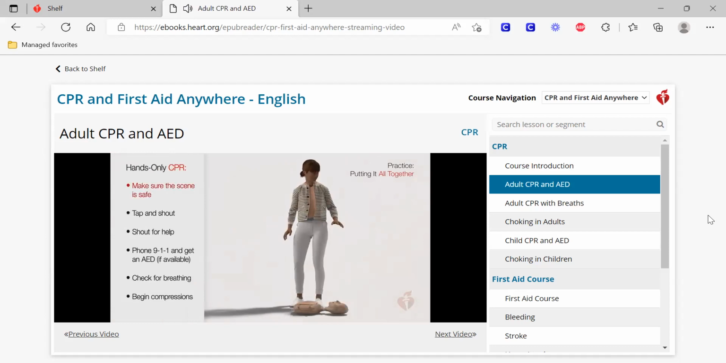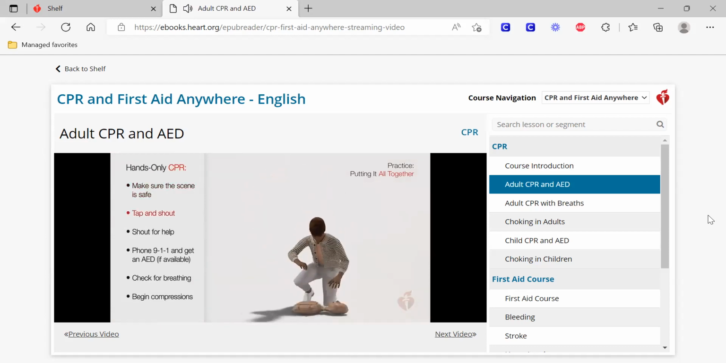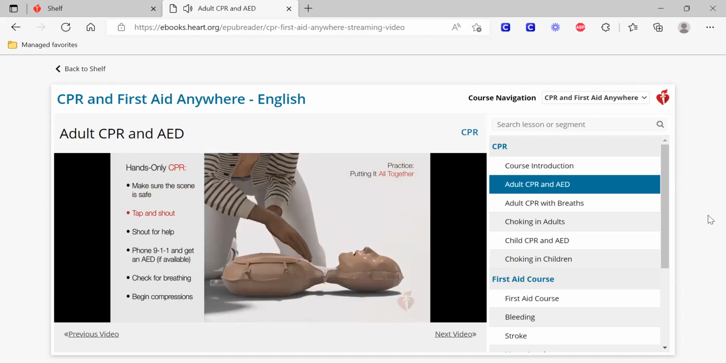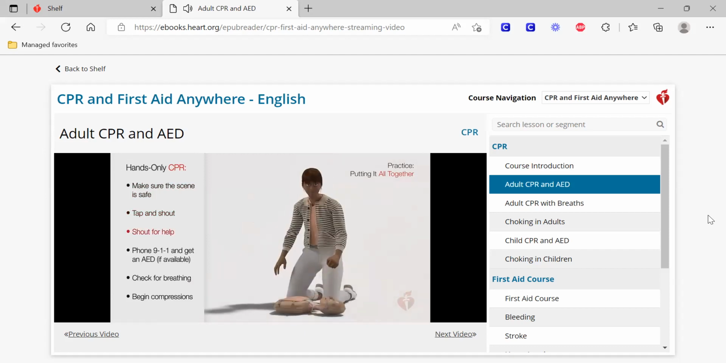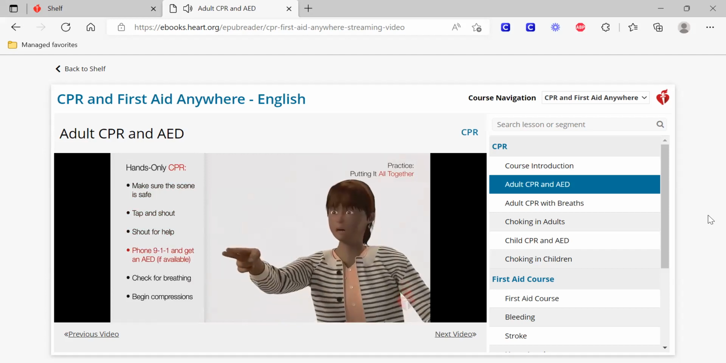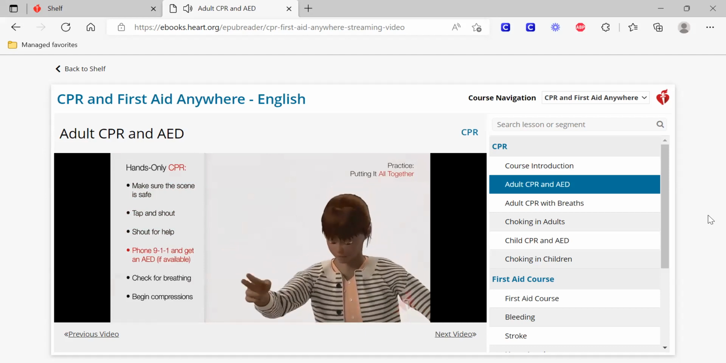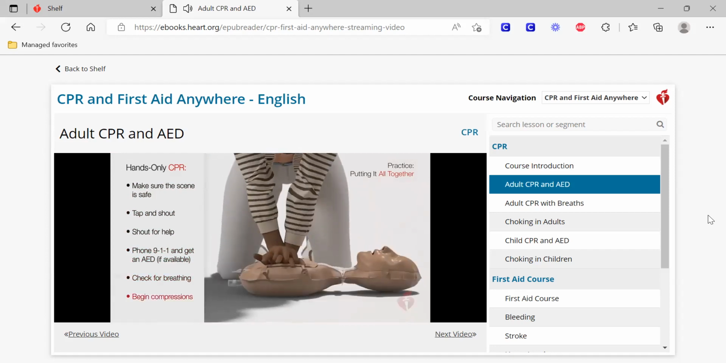First, make sure the scene is safe. Next, tap and shout. Hey, are you okay? Are you okay? If the person doesn't respond, shout for help. Help, somebody help me. Phone 911 and get an AED if one is available. You, phone 911 now and get an AED. Check for normal breathing. Begin compressions.